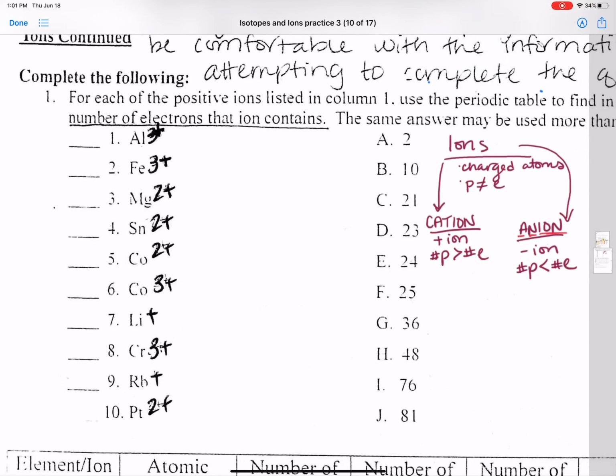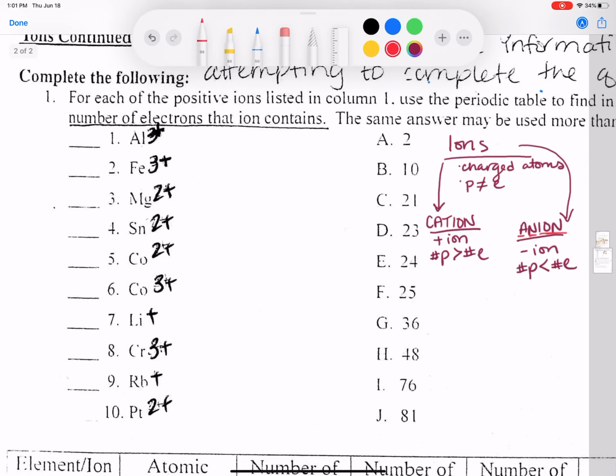For ions, you want to remember that they are charged atoms, so you're not really concerned about how many neutrons they have. Atoms of the same element with different numbers of neutrons are isotopes. For ions, your focus is on protons versus electrons. Ions are defined as charged atoms, and the protons do not equal the electrons. So you're either going to have a cation or an anion.